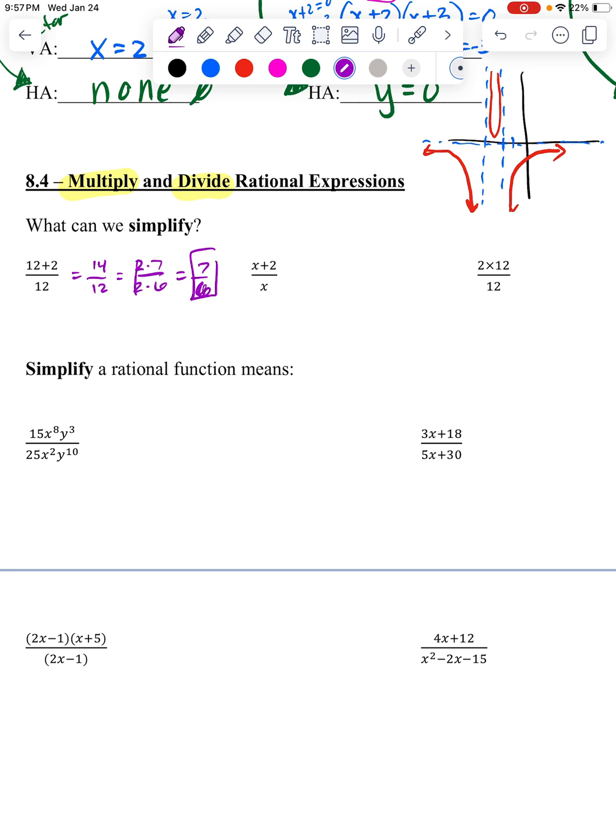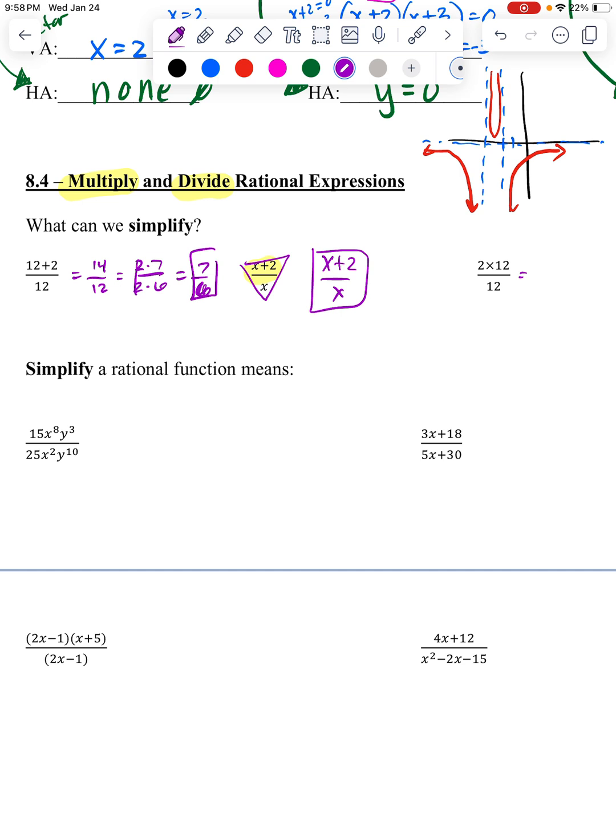Here, be careful, because you can't really reduce this. I always call this triangle reducing. The only way you can reduce this is if something comes out of all three corners. The temptation is to cross the x's off, but because the x plus 2 is attached with that adding, you really can't reduce this. So you would just keep it as x plus 2 over x. There's nothing else to do.